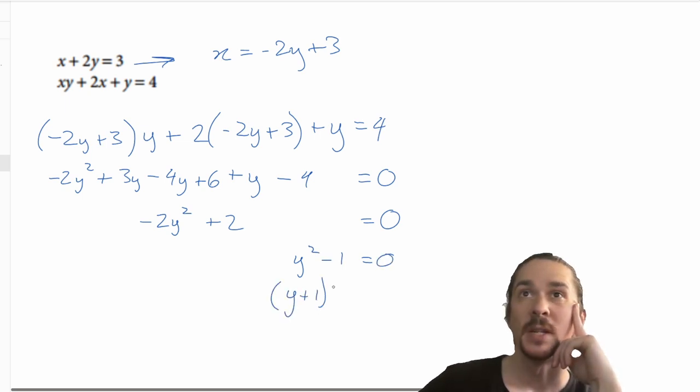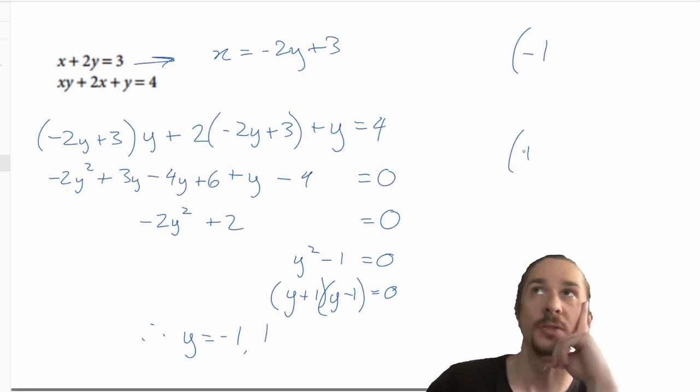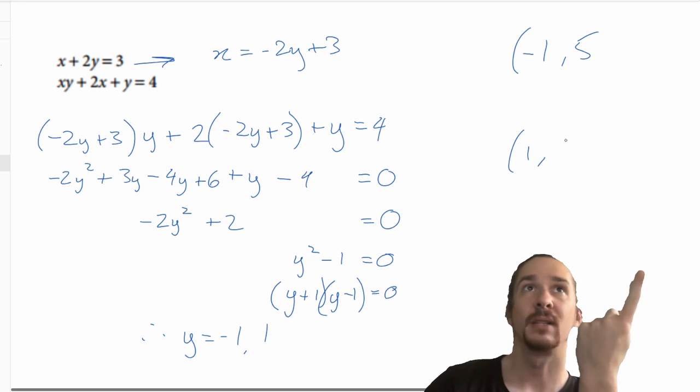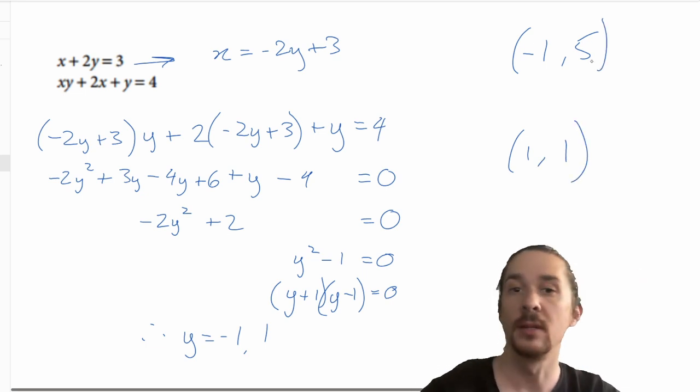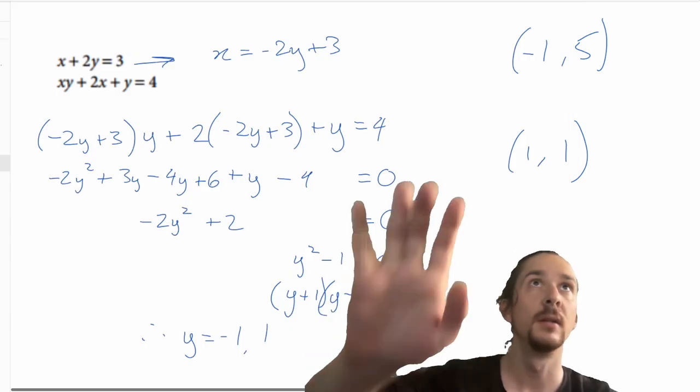(y plus 1) times (y minus 1) equals 0. Therefore, y is equal to -1 or 1. So we have one answer that starts that way and one answer that starts that way. If y is -1, x minus 2 equals 3, so x must be 5. If y is positive 1, x plus 2 equals 3, so x must be 1. Let's graph these two equations and see if we're right. Let's see. 2 points of intersection. One of them is at 1, 1, and one of them is at 5, -1.